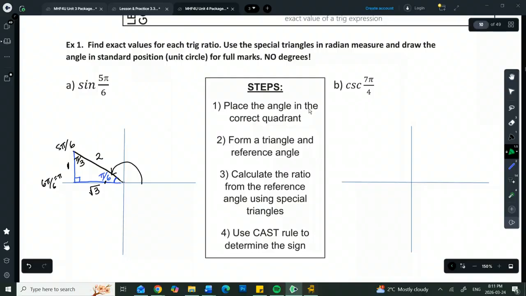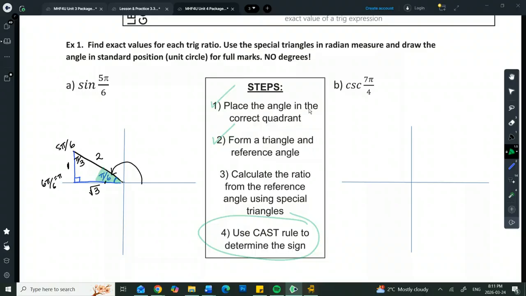We don't really need it because we're going to be utilizing this as our main reference angle. All right, so we have placed the angle, we've formed the triangle and the reference angle. Now we're just going to calculate the ratio using the reference angle and the special triangle. Another thing that we want to do as we're doing that is use the CAST rule to determine the sine.